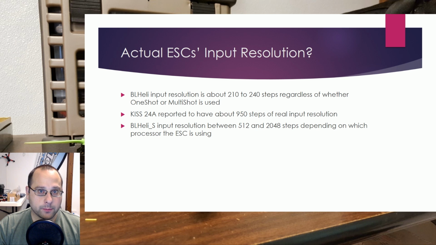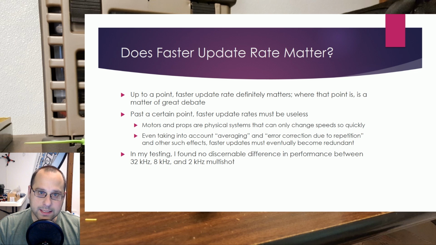BLHeli_S has an input resolution between 512 and 2048 steps, depending on which processor the ESC is using. I think that means whether it's got a BB1 or a BB2 processor, but I'm not 100% sure about that. I think those are really the only two options, so that kind of must be what it means, right? I guess so. Let's close out this video then by asking the question, does any of this matter?